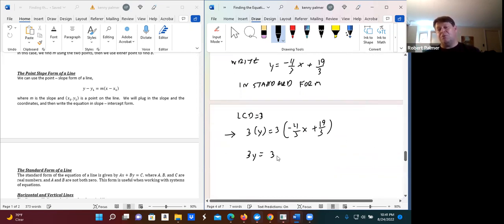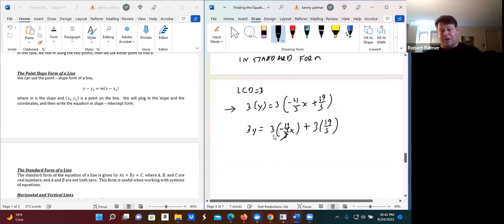Okay, this gives us 3y. Distribute the 3, we have 3 times negative 4/3 x plus, it's a plus, so we have 3 times 19/3. And once again, after this step, we should have no more denominators. 3 cancels out here and also here. And so we're left with 3y is equal to negative 4x plus 19.